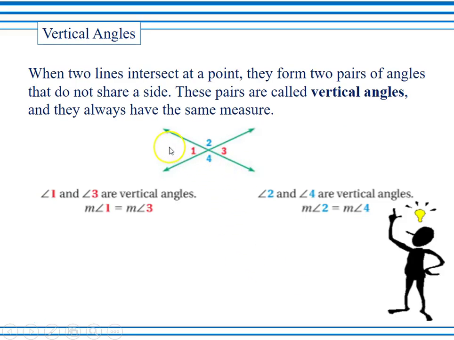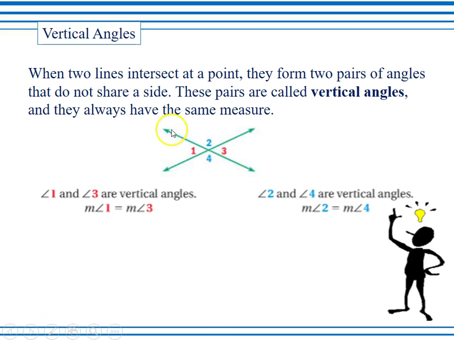Okay, so we're going to look at some vertical angles. Here we have two intersecting lines, and when we have two intersecting lines, the opposite angles, angle 1 and angle 3, are vertical angles. And angle 2 and angle 4 are vertical angles. They're also the same measure. So angle 1 is going to measure the same thing as angle 3. And angle 2 is going to measure the same thing as angle 4, which makes sense.